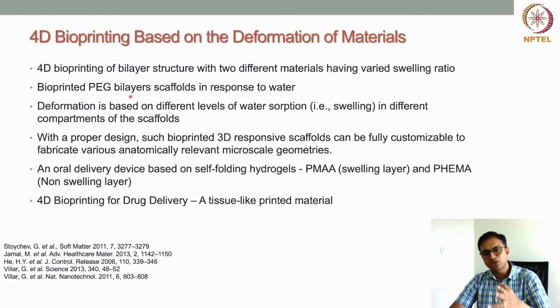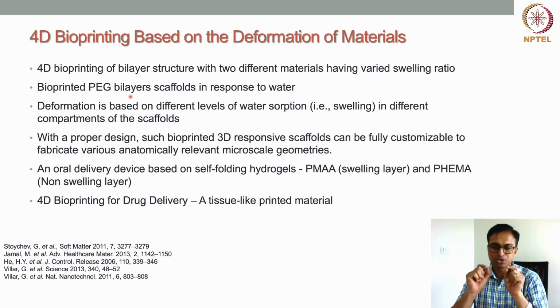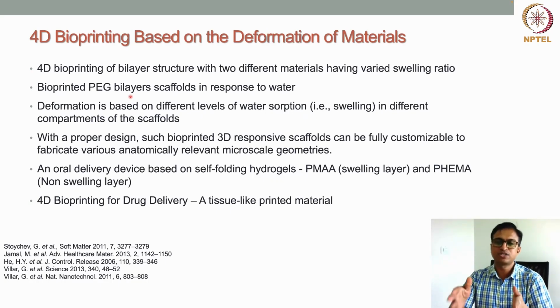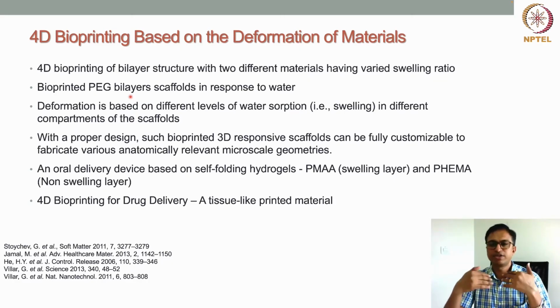We can also have one layer with high molecular weight PEG and another with low molecular weight PEG. The only clue is that we have to use two PEG materials of different swelling ratio. That can be because of a change in concentration, or varied molecular weight, or varied cross-link density.